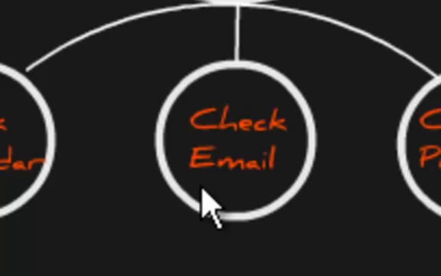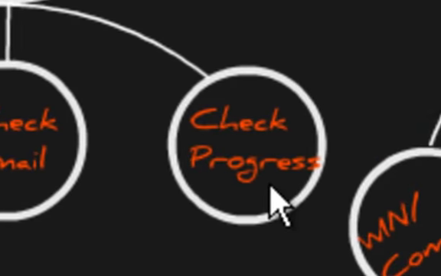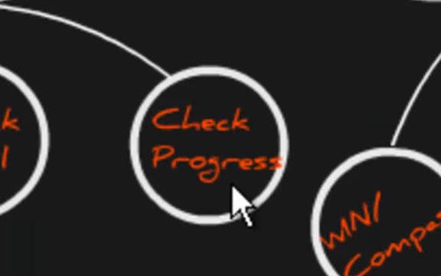You also will want to check your email, which is another place that teachers might communicate with you on progress or if they would like to meet with you. Finally, we want you to check your progress on your class and make sure that you are on track to complete your classes at the time and rate that we would like to see you complete them.